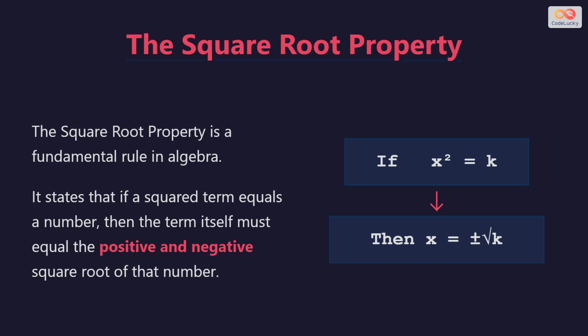First, let's understand the core idea. The square root property says that if you have an equation where something squared equals a number k, then that something must equal both the positive and negative square root of k. This is often written as plus or minus the square root of k.